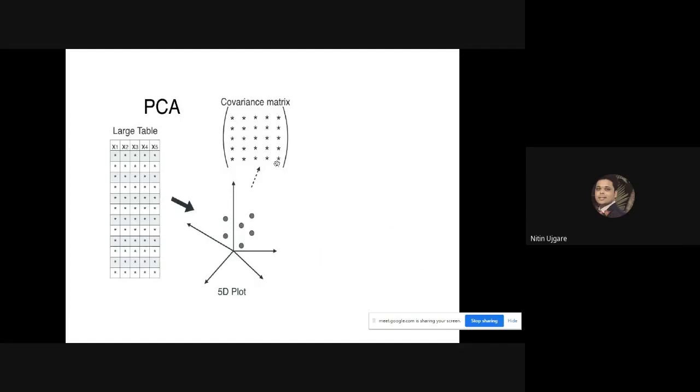Now we know that the diagonal of our covariance matrix always represents the variance of x and y. This diagonal represents the variance, and the off-diagonal entries of the covariance matrix represent the covariance values.